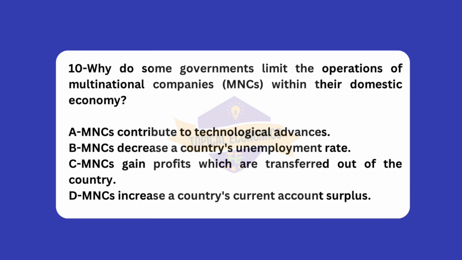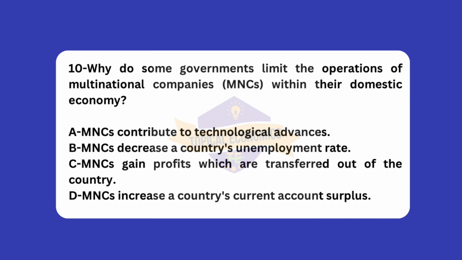Option A, that says MNCs contribute to technological advances. This is generally a benefit rather than a reason for limiting operations. Looking at option B, MNCs decrease a country's unemployment rate. So while MNCs can create jobs, this is not a reason for limiting their operations. Looking at option C, MNCs gain profits which are transferred out of the country.